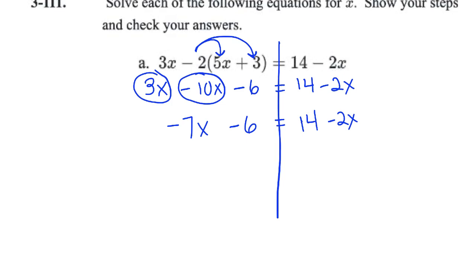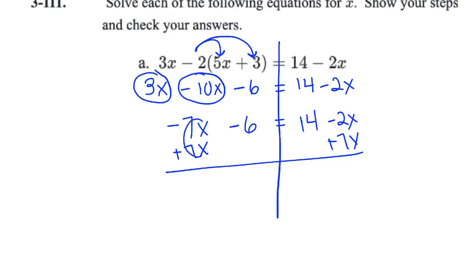Next, I need to decide what I want to move. Me personally, I like to move the smallest x first. If you choose to do it a different way, you're probably fine. We should get the same answer. I'm going to add 7x to both sides.